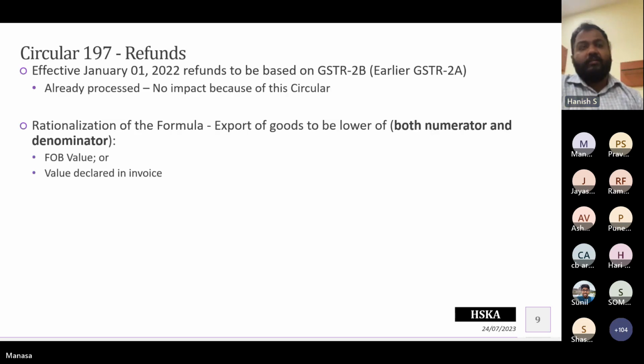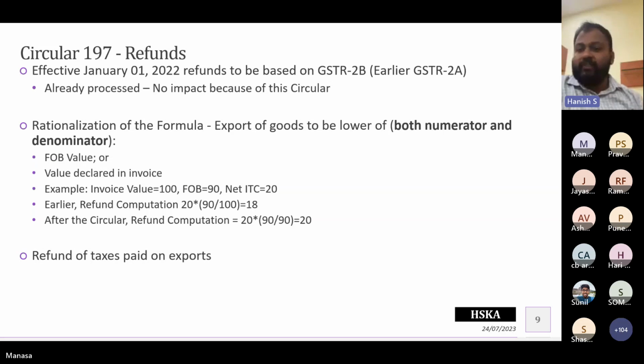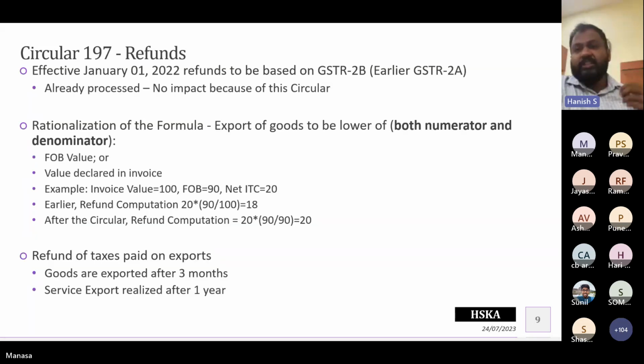One, earlier the refund was being given based on GSTR 2A. Now I have changed it to GSTR 2B. So the refunds will be sanctioned based on whether the invoice is appearing in GSTR 2B or not. But if I've already sanctioned refund from 1st January 2022 based on 2A, I will not touch those orders. Those orders are final, so close that. No problem. But if you apply for refund today for 1st January 2022 onwards, then the refund will be granted depending on whether that invoice of the vendor on which you want to claim refund is appearing in your GSTR 2B or not. That is point number one.